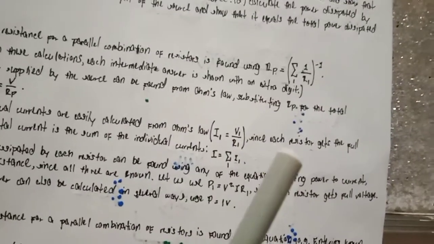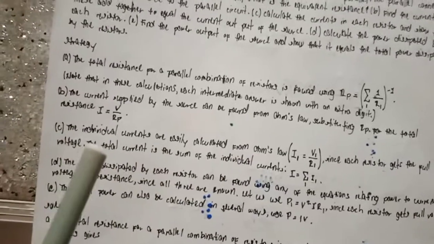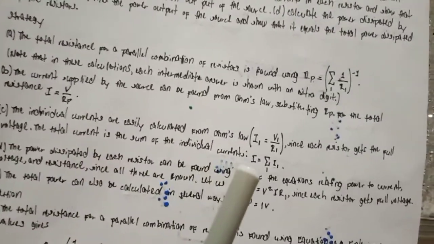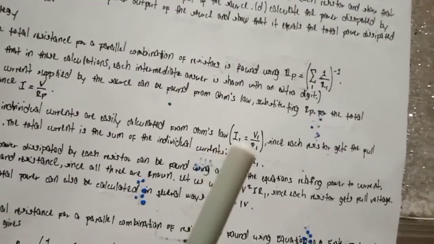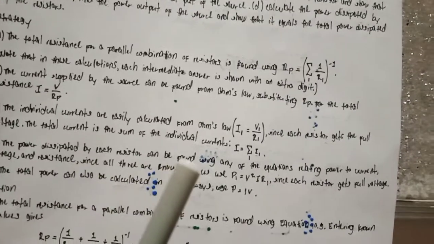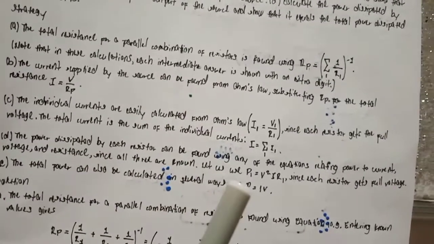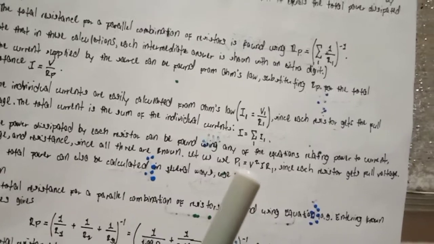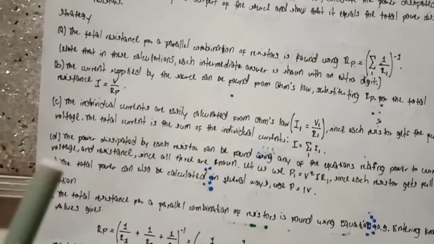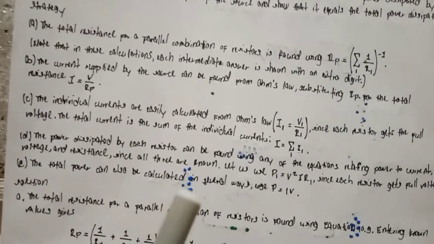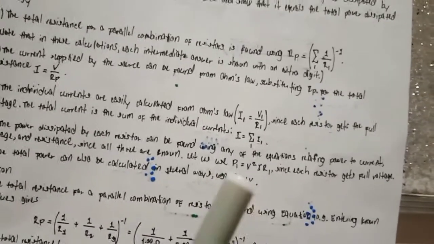Since each resistor gets the full voltage, the total current is the sum of the individual currents. I is equal to the summation of I sub i. So this is the formula. Then the power dissipated by each resistor can be found using any of the equations relating power to current, voltage, and resistance. Since all three are known, let us use P sub 1 is equal to V squared over R. Since each resistor gets the full voltage, the total power can also be calculated in several ways. Use P is equal to IV.